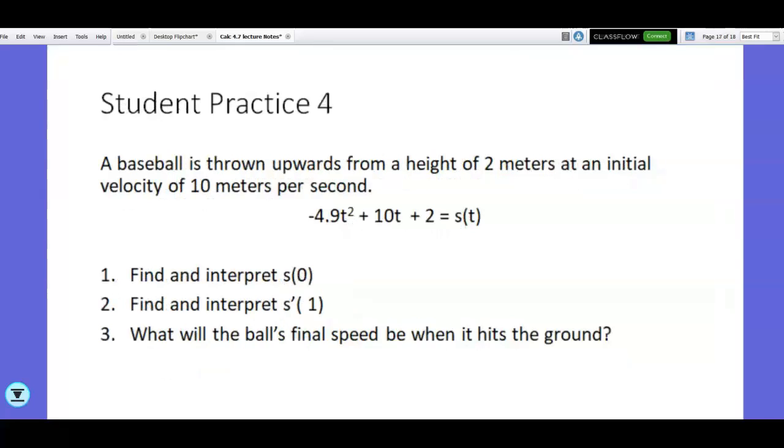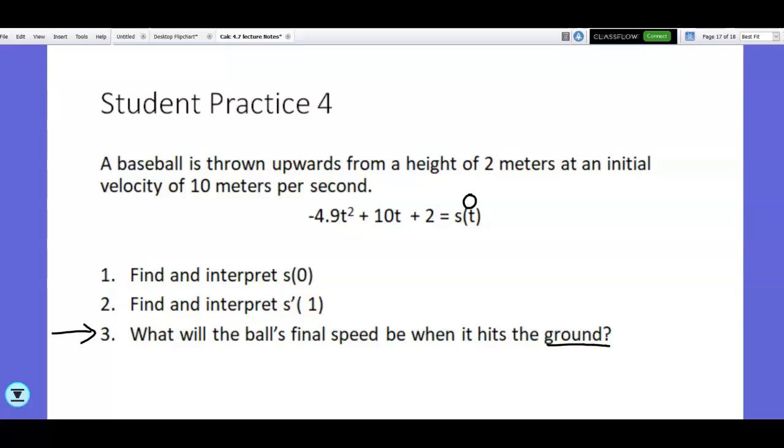Now for you, I'm just asking, what is the baseball's final speed? But that's telling you to do something. You have to find when it lands on the ground. Okay, so once again, you're going to plug in 0 for your position because that's when the baseball will be on the ground. You're going to solve for t using your quadratic formula, and that will tell you when the baseball lands on the ground.